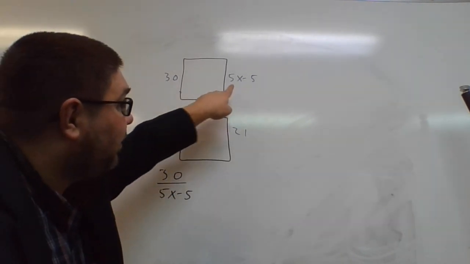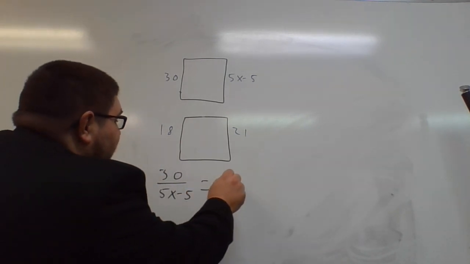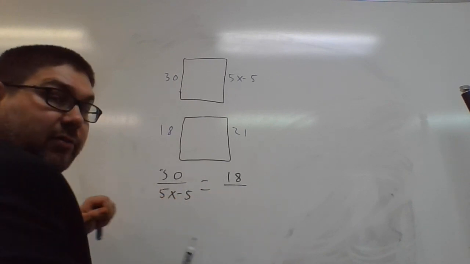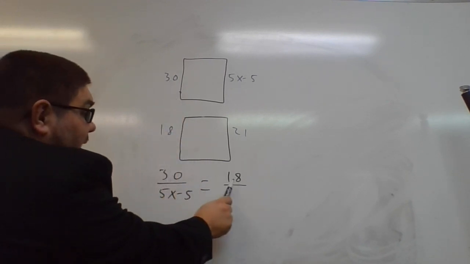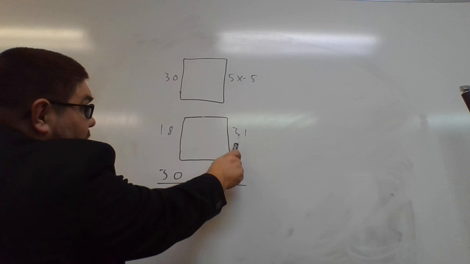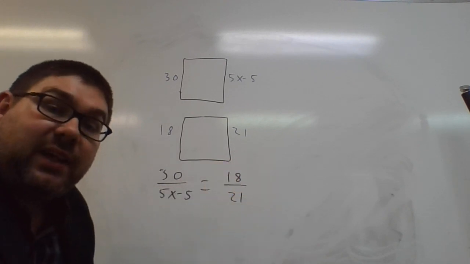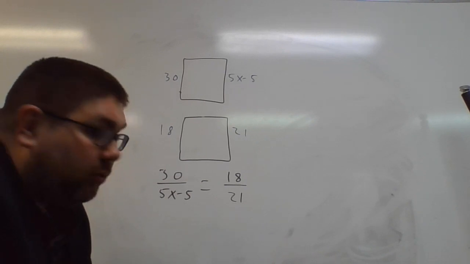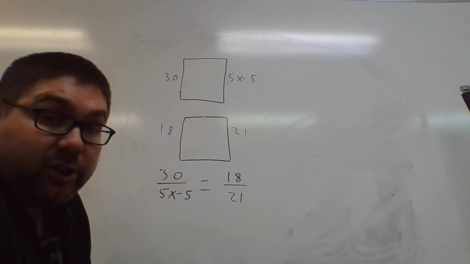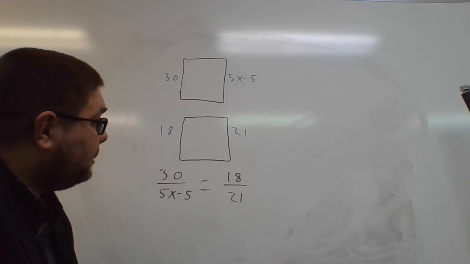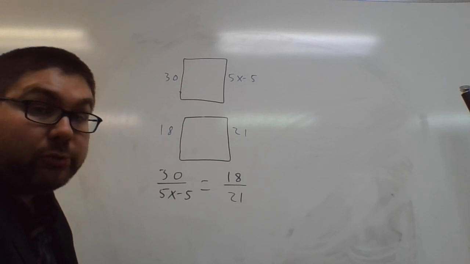So 30, we have an 18. Notice this. 30, 18. When you think of it this way, 30 equals 18, and 5x minus 5 equals 21. Now, it doesn't equal 21. That's not what I mean, so don't try to solve it for 21. For one thing, you'll get a decimal or fraction, and it'll be ugly. More importantly, though, it'll be wrong. That's what's more important.